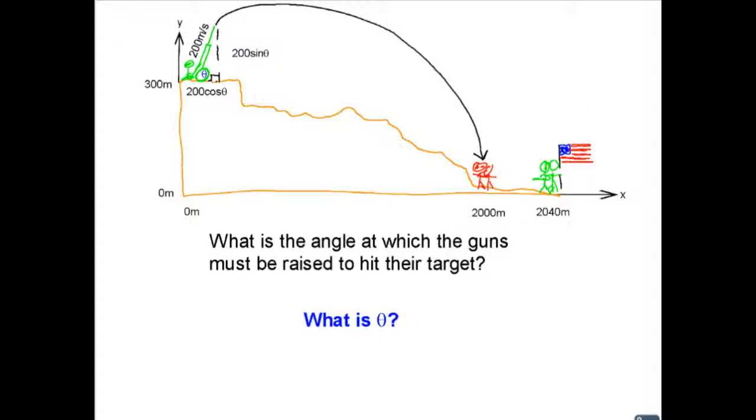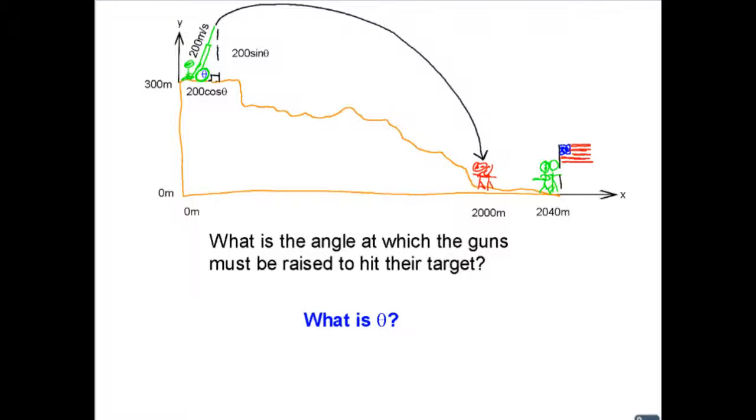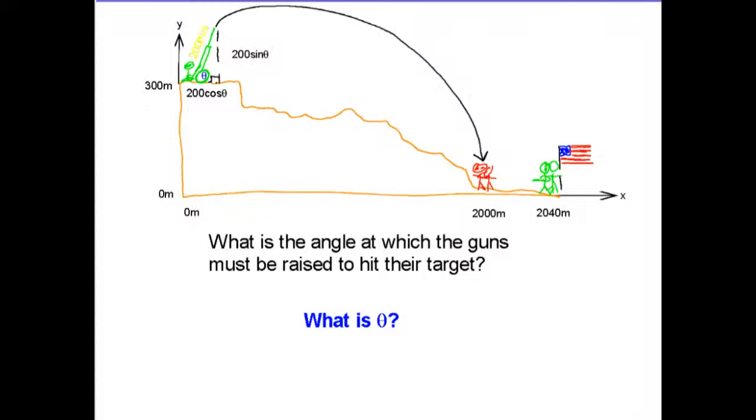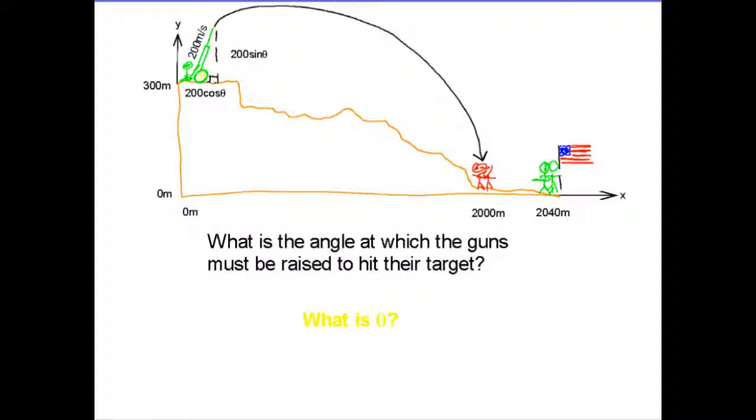Due to the mountainous terrain of Afghanistan, his unit is located about 300 meters above the fight. He also knows that the velocity at which the artillery guns fire is 200 meters per second. What he needs to know is how to position his guns in order for the projectiles to reach 2,000 meters. What is the angle at which the guns must be raised to hit their target?